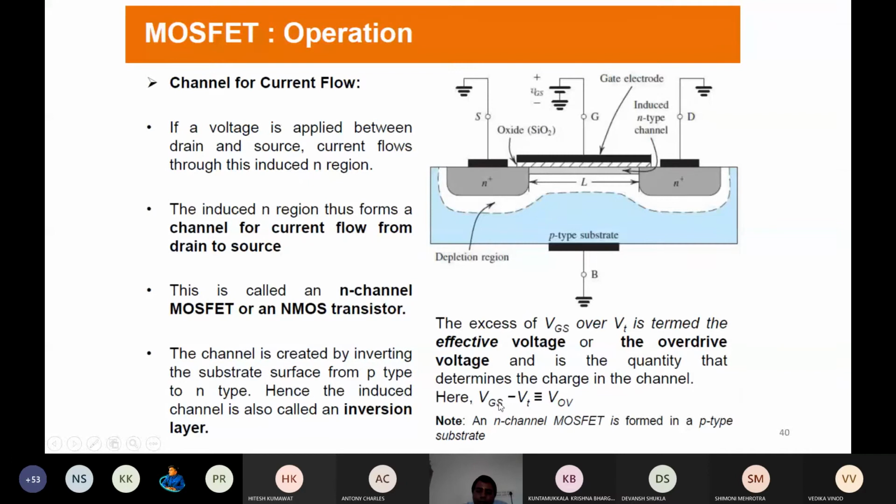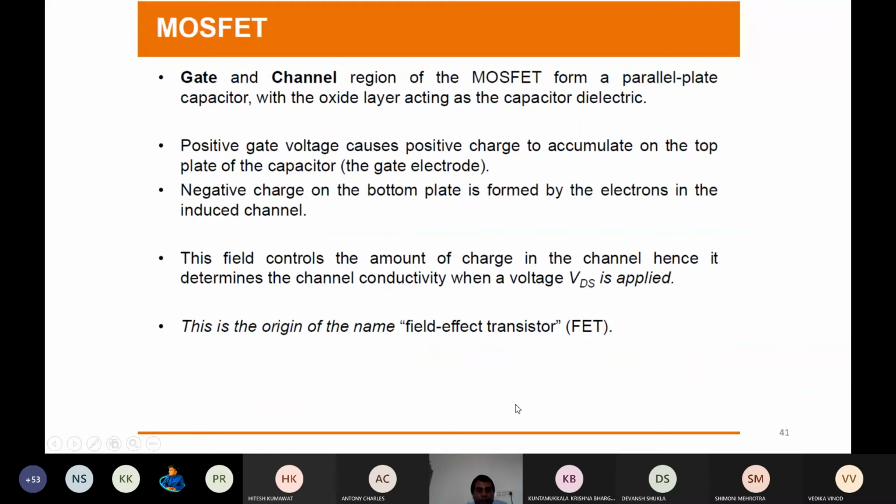Generally, gate-to-source voltage minus threshold voltage we sometimes call the overdrive voltage. Whatever gate-to-source voltage is applied, if you subtract the threshold voltage required for creating the channel, the remaining part is called the overdrive voltage. Now, for the linear region, the drain-to-source voltage applied should be less than VGS minus VT. So if VDS is less than VGS minus VT, then linear region operation happens, which we will see.